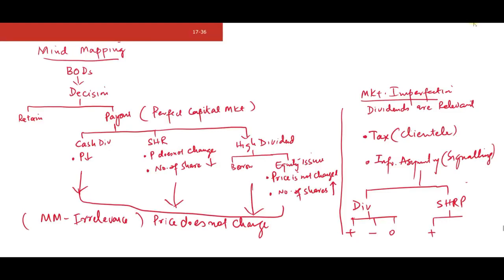Okay, this is the end of today's lecture. So let's do the mind mapping for this chapter. Okay students, this is just a little mind mapping.